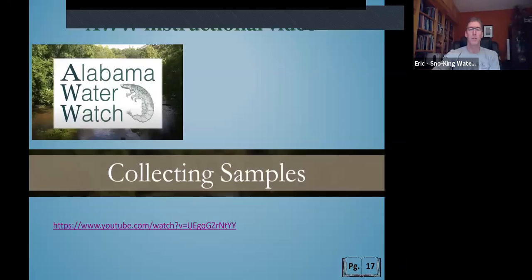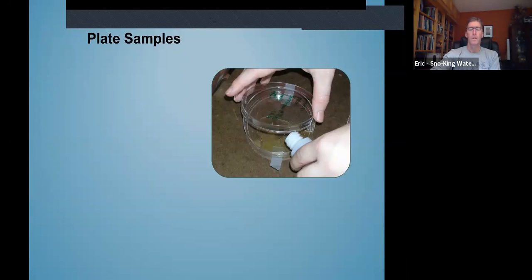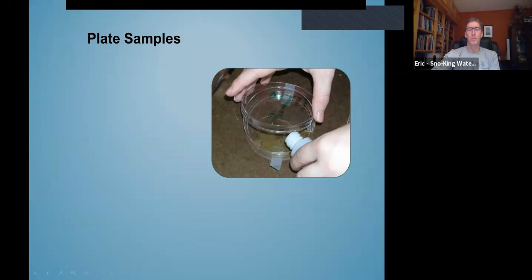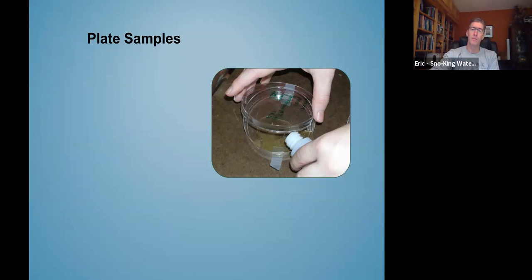Okay, so that was collecting the sample. So the next part that you do is what's called plating the sample. So we've gone to the stream, we've collected our sample, we put it in the bottle. One thing we didn't mention, they talked about the sample size. We'll get into sample math a little bit in the next couple slides. But so we bring our sample back.